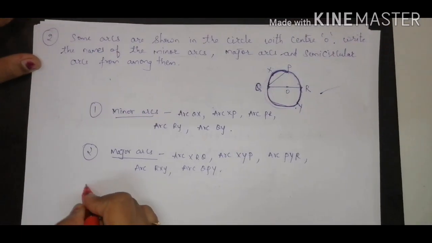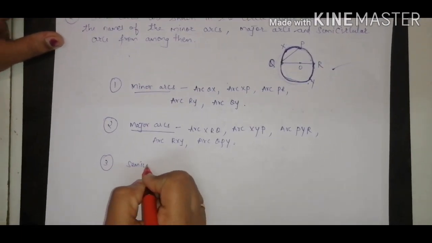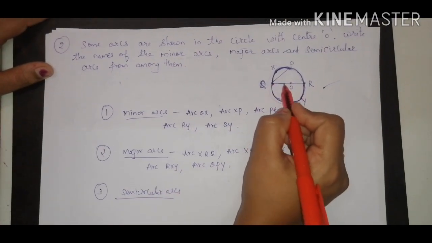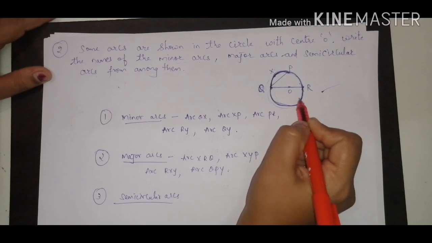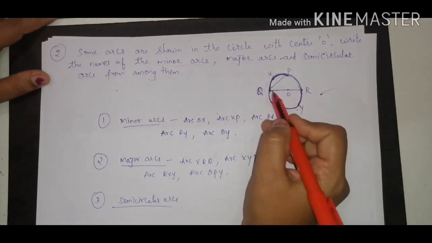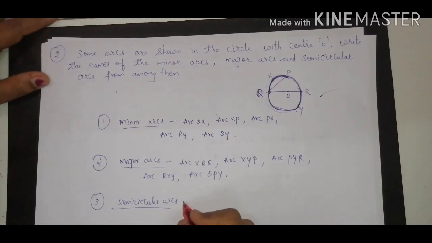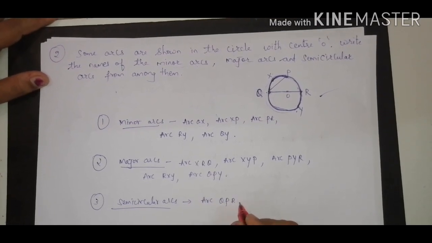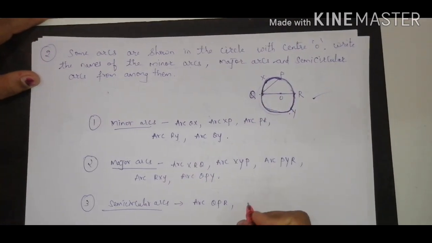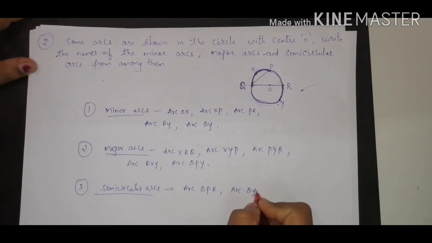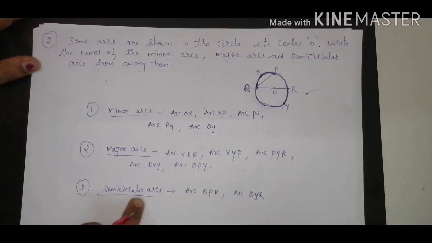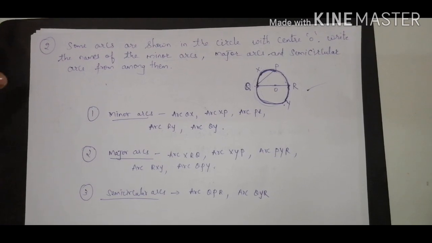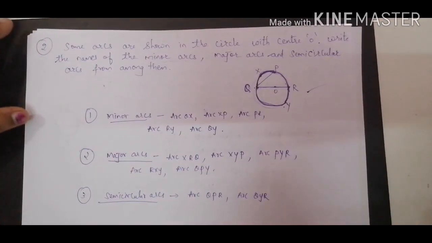Now semicircular arcs. Semicircular means exactly half. So due to this diameter, this is a half arc and this one is a half arc. QXR also you can take or QPR also you can take. So arc QPR and this one QYR. Exactly half, that is semicircular arcs. There are two only. So here we have seen our question number 2, major arcs, minor arcs and semicircular arcs.